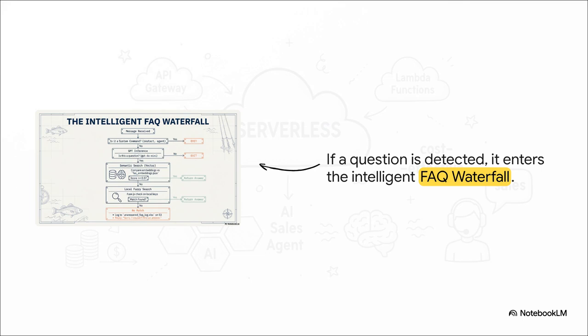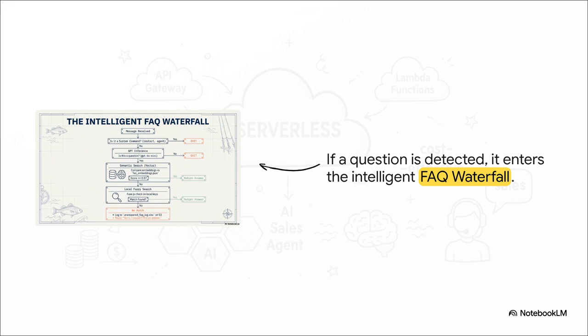This right here is just brilliant, resilient design. If the bot figures out the user is asking a question, it kicks off this multi-layered, intelligent FAQ waterfall. It doesn't just bet on one method. First, it uses GPT to see if it's even a question. If it is, it tries to find an answer using a semantic vector search. If that doesn't find a good match, it falls back to a simpler, fuzzy search running locally.